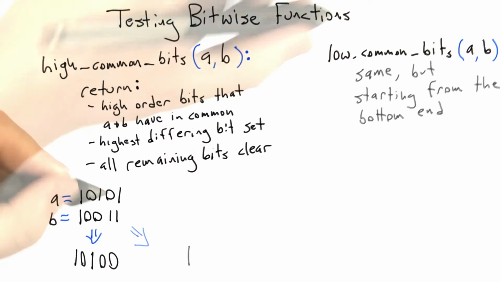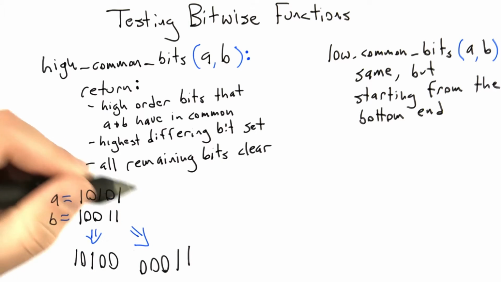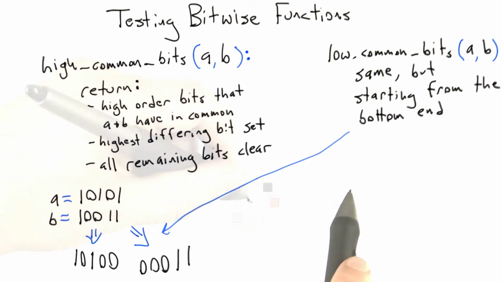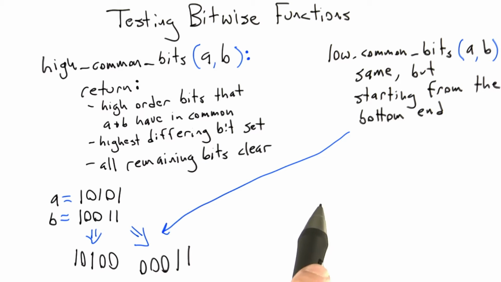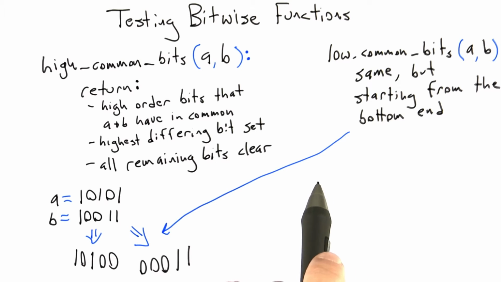Now we also want to implement a function called low common bits that does the same thing except starting from the bottom end. So if we take the same example and we do the low common bits, we'd start at the bottom and see that 1 is common, so we copy it between the two. The next bit, the second bit from the bottom, is different, so we set that bit and we clear all the rest.